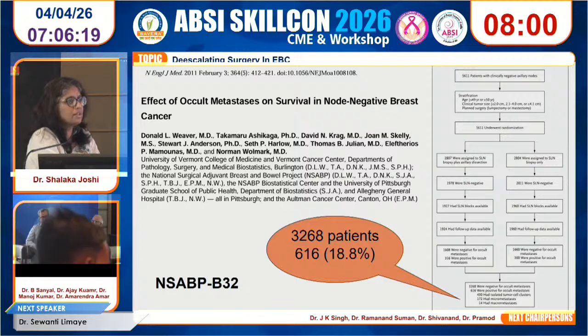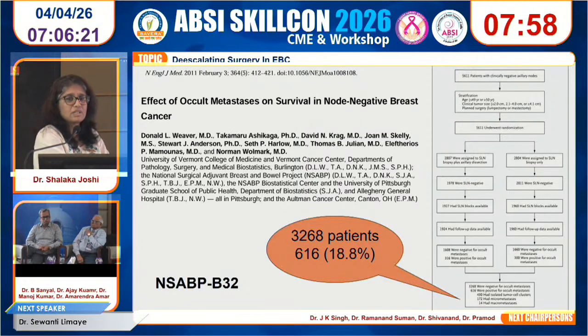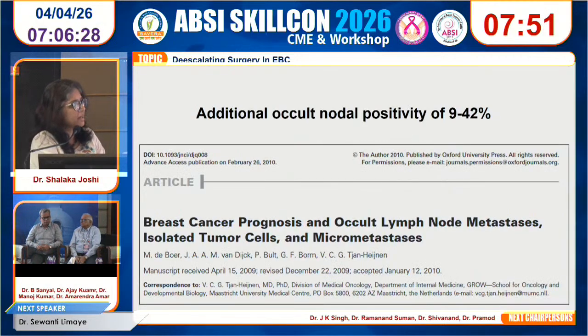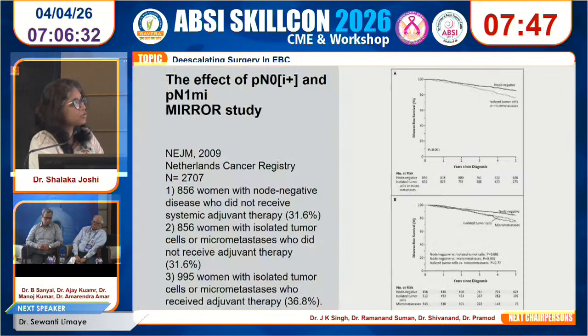And what do we do in these situations? When the axilla was negative to begin with and they extensively looked at it, 18% turned positive in the B-32 trial, and across meta-analysis, 9 to 42% additionally turned positive, which was supposed to be N0 to begin with. How did it affect chemotherapy? Yes, they said in the MIRROR study that chemotherapy was required for micrometastatic patients in the node.